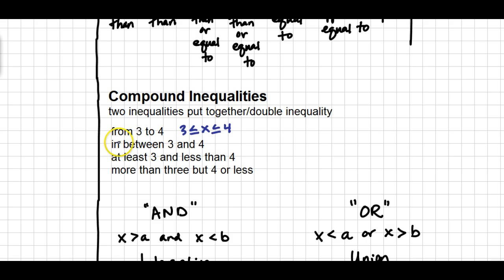If we're talking about numbers only in between 3 and 4, now 3 and 4 themselves are not included. So now we would use just the less than symbol without the equal sign. If we talk about numbers that are at least 3 and less than 4, that means 3 is included but 4 isn't. So now we would use a mixture of inequalities, one with an equal to sign and the other without. And then similarly for our last one, more than 3 but 4 or less means that 3 is not included but 4 is. So students need to be able to go back and forth between the symbol form and the word form of compound inequalities.